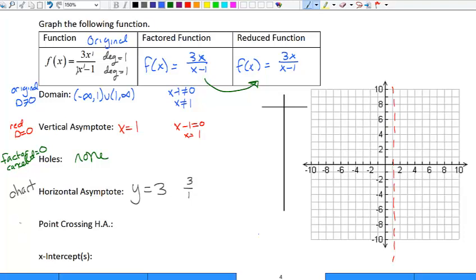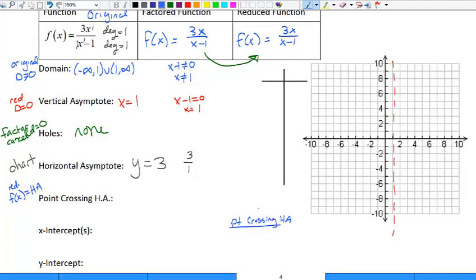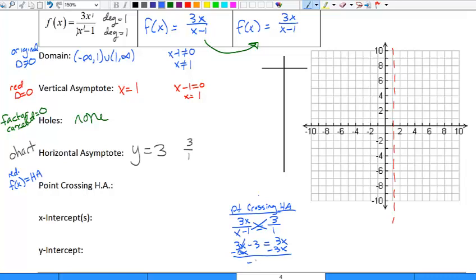To find the point crossing the horizontal asymptote, I'm going to take my reduced f of x and set it equal to my horizontal asymptote. So my reduced function, which is the same as the original in this case, I'm going to set equal to my horizontal asymptote. My horizontal asymptote in this case is 3, or 3 over 1. So I cross multiply and I get 3x minus 3 equals 3x. When I solve, I'm getting, let's see, negative 3 equals 0. Well, that's not solvable because there's no x's left. Therefore, there aren't any points crossing the horizontal asymptote.